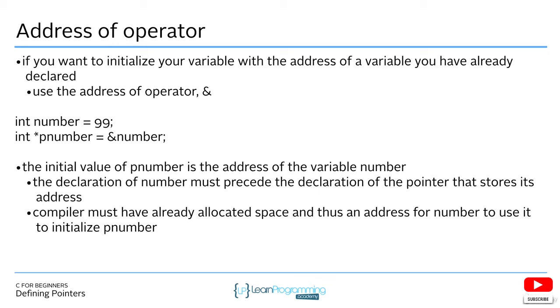The declaration of number must precede the declaration of the pointer that stores its address, because you cannot assign to a pointer something that doesn't have memory allocated. If you try to assign to that pointer number, number doesn't exist unless you declare it first. In order to assign an address to a pointer, that address has to have memory allocated for it. Otherwise, the compiler is going to complain.